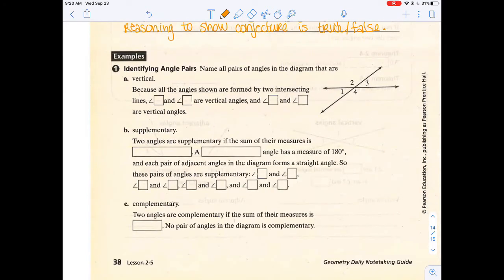Okay, let's try a couple examples here. Identifying angle pairs. Name all the angle pairs in the diagram that are vertical angles. So, because all the angles shown are formed by two intersecting lines, angles 1 and 3 are vertical angles, and angle 2 and 4 are vertical angles. Okay, because they're across from each other. They don't share a side.